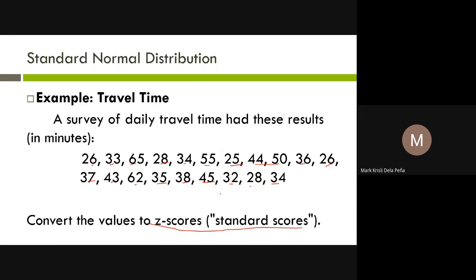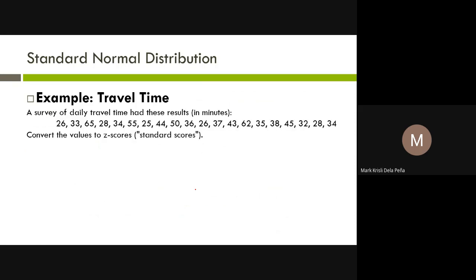We convert them into z-scores. Using our formula for z, which is equal to x minus mu divided by sigma, we can convert each of these values into their equivalent z-scores. But before that, we have to calculate our mean and standard deviation first. I will leave the calculations of the mean to you, but I have the answers here.